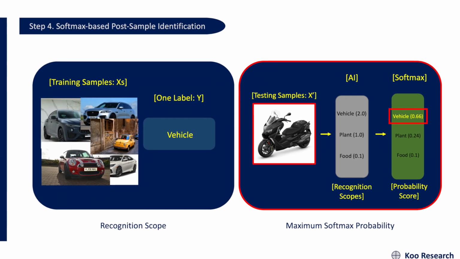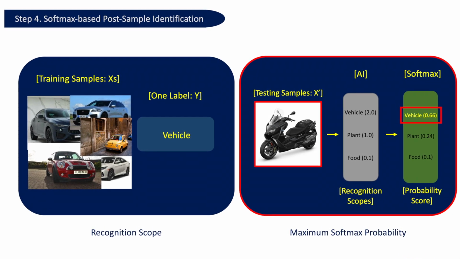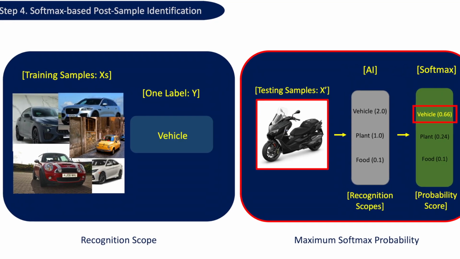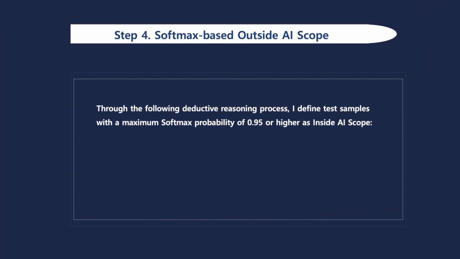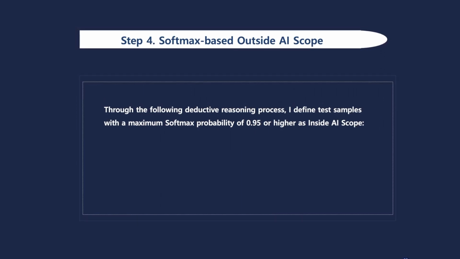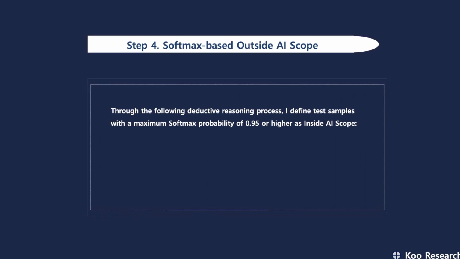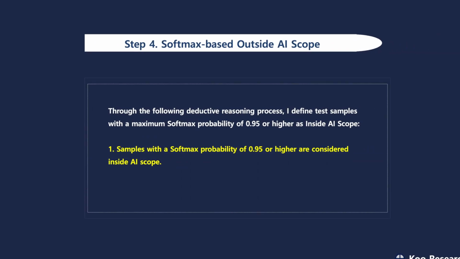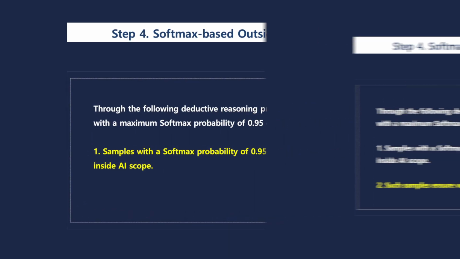To avoid erroneous outcomes resulting from insufficient training, Softmax quantifies confidence probabilities in recognition results, as depicted by the 66% prediction confidence in the figure. Step 4. Softmax based outside AI scope. Through the following deductive reasoning process, I define test samples with a maximum softmax probability of 0.95 or higher as inside AI scope. 1. Samples with a softmax probability of 0.95 or higher are considered inside AI scope.